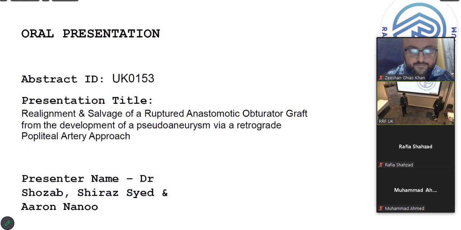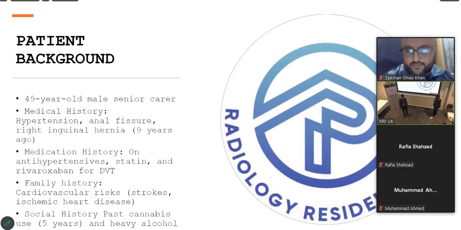So going into the patient background, we dealt with a 49-year-old male who worked as a senior carer. His medical history was that he had hypertension, anal fissures, and also a right inguinal hernia. Additionally, he had social histories of cannabis use as well as prolonged alcohol consumption. His medication history also included antihypertensives like statins and also rivaroxaban for his DVT.